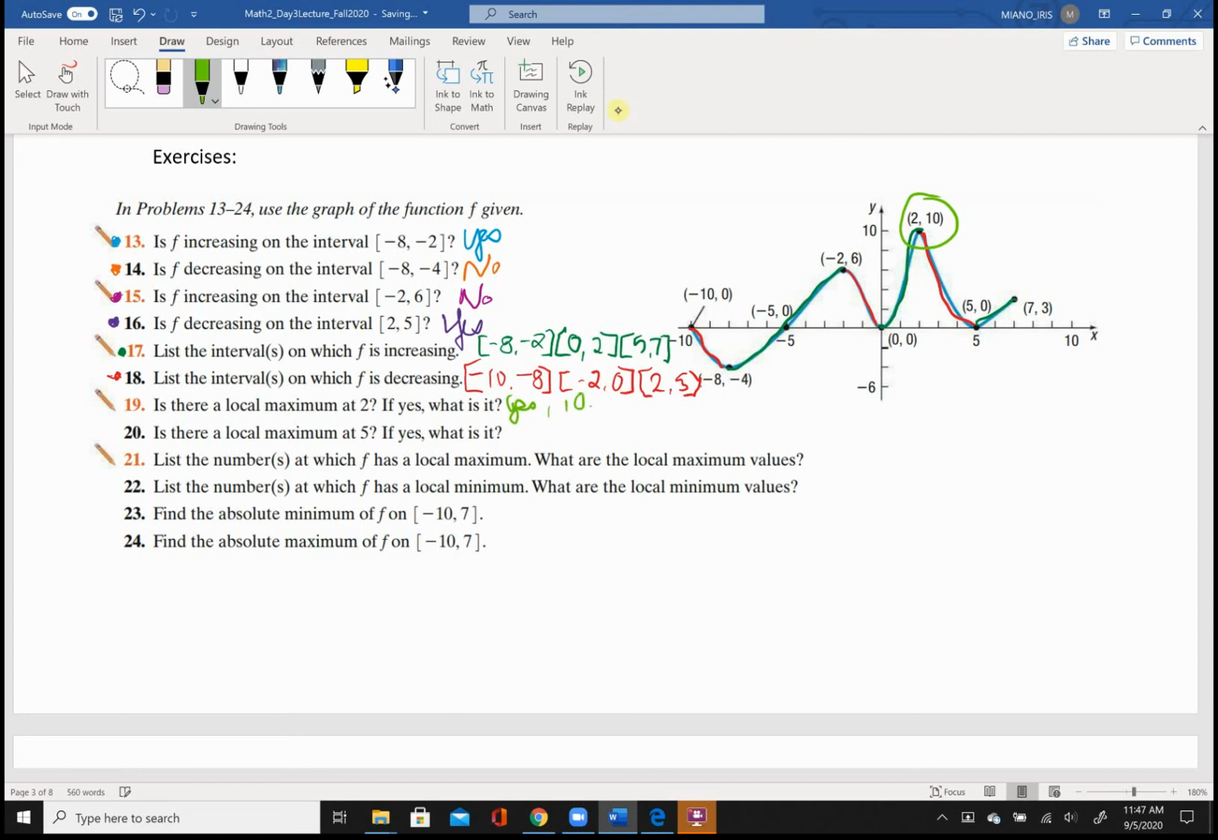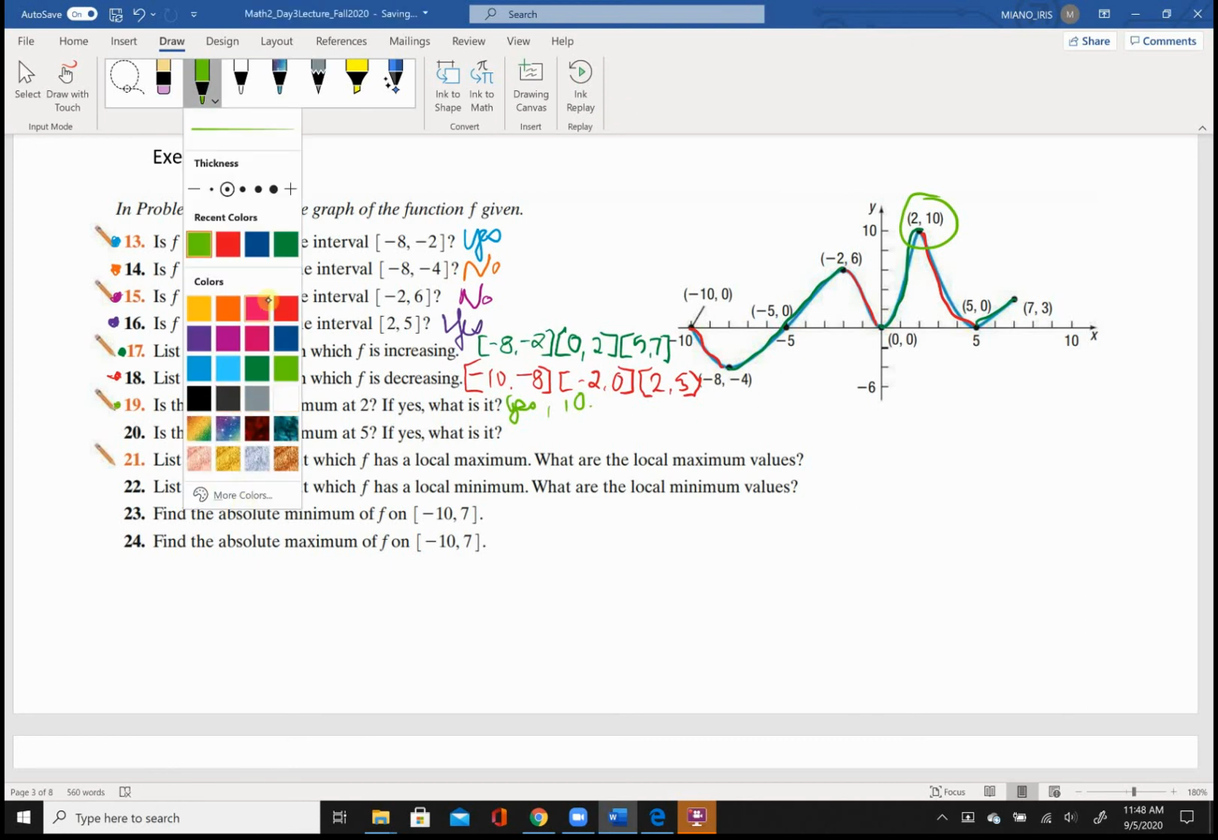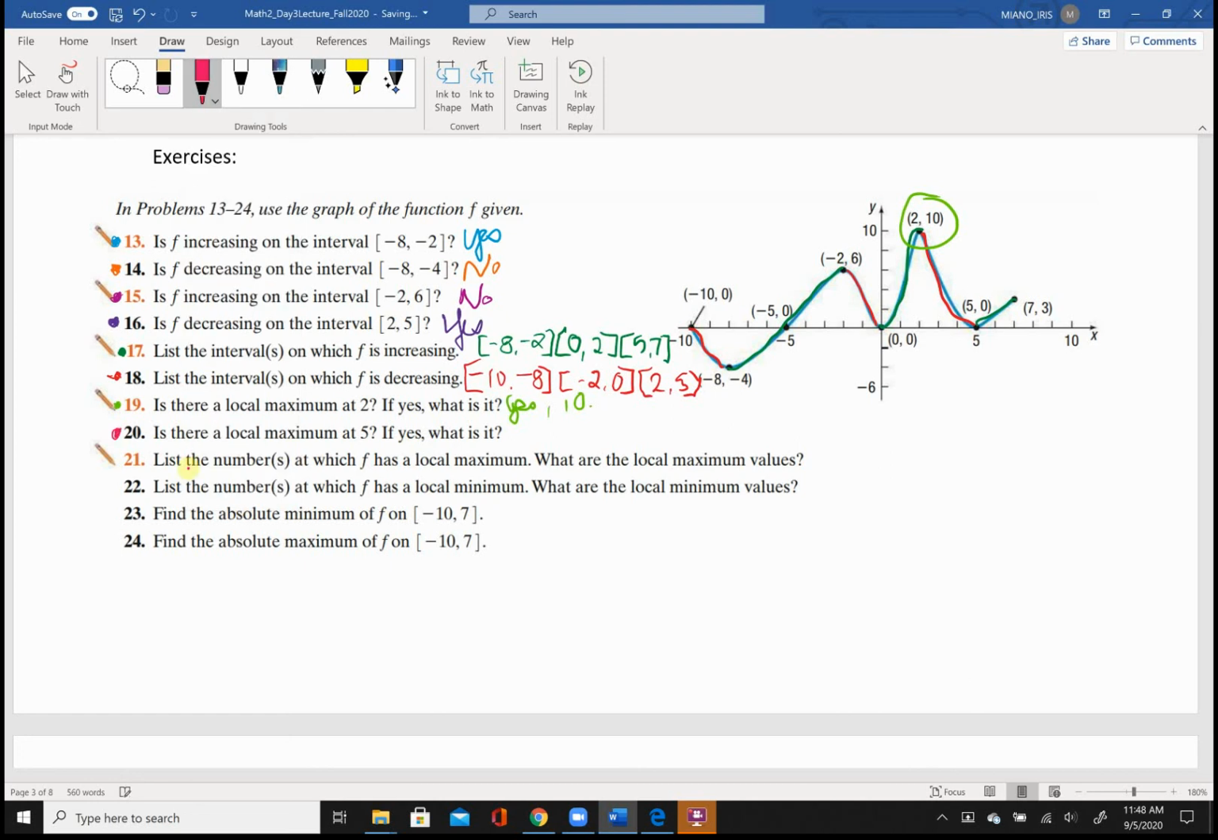All right, is there a local maximum at 5? What do you think? Does that seem to be associated with a peak that's going on here? No, I would say that that's associated with what I would call a valley at 5. So I would say no. Just a straight up no to number 20. Let me just go ahead and put a little dot there. What's a new color that I can use? How about this pink color? I don't think I've used it yet. So I would say no. And I mean, we could circle. Nah, I won't even touch that one.